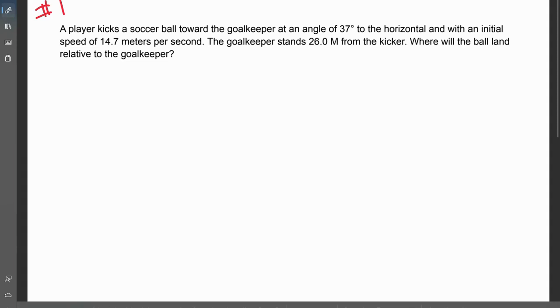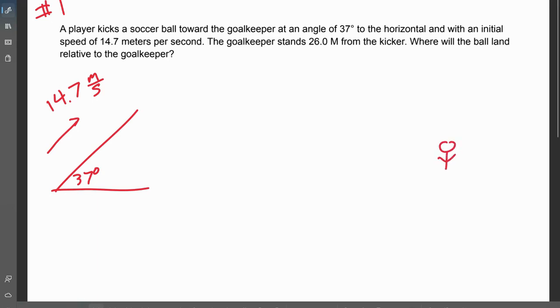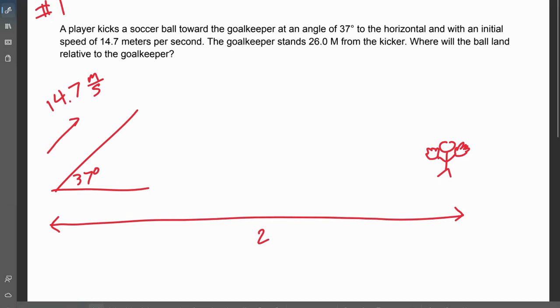Okay, number one, a player kicks a soccer ball toward the goalkeeper at an angle of 37 degrees above the horizontal with an initial speed of 14.7 meters per second. The goalkeeper stands 26 meters from the kicker. Where would the ball land relative to the goalkeeper? So this distance here, 26 meters.